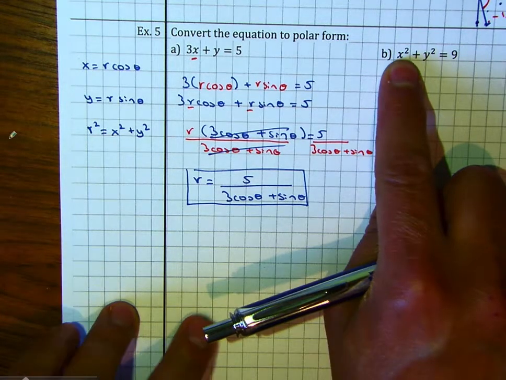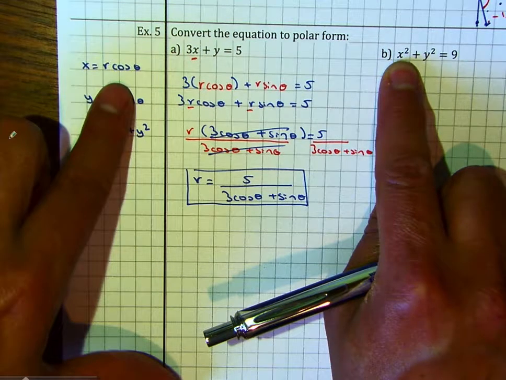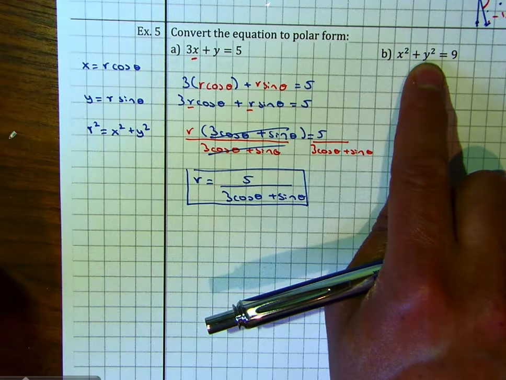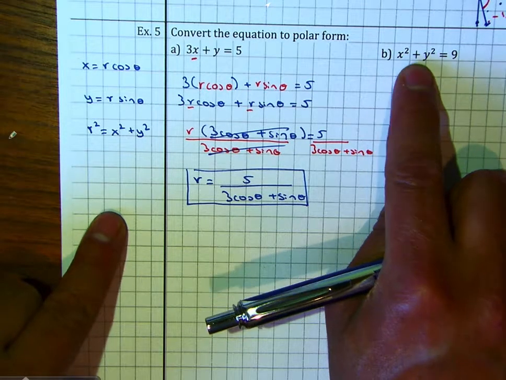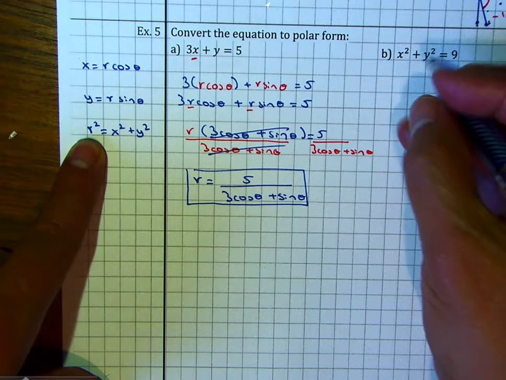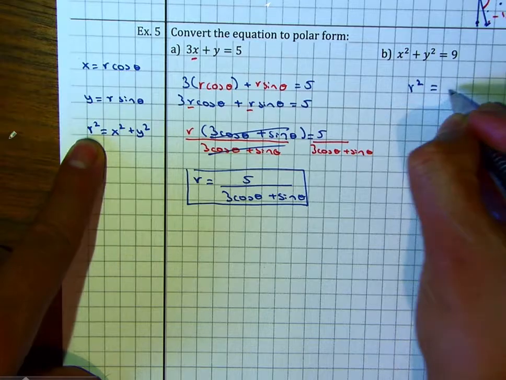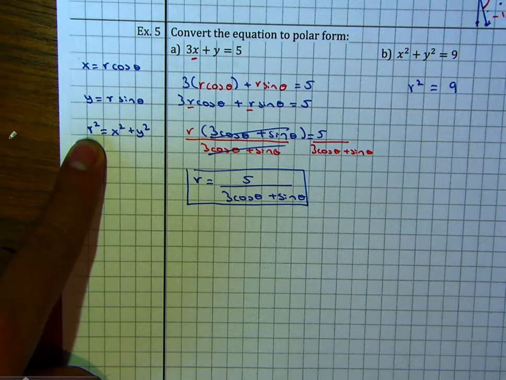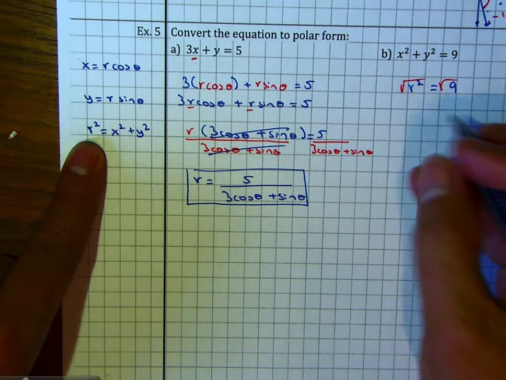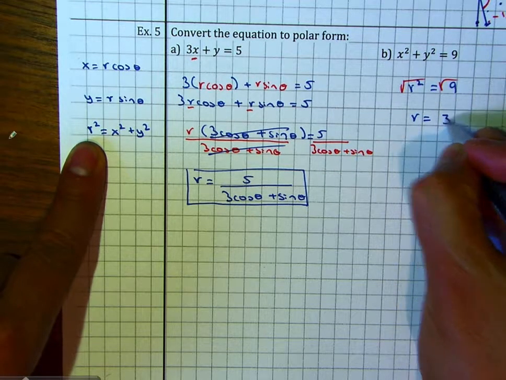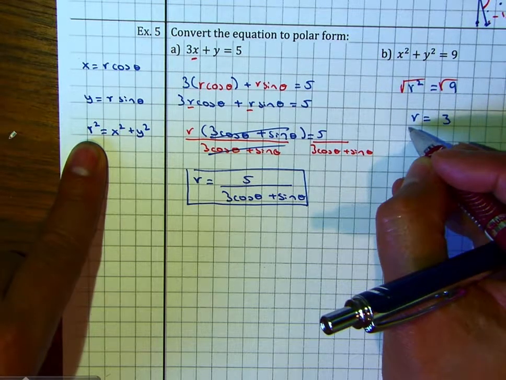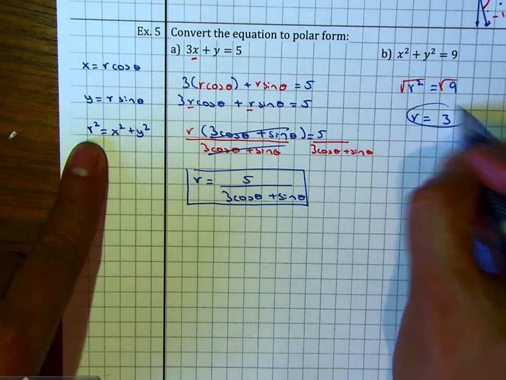I can replace r x with r cosine, and I can replace y with r sine, but we know that x squared plus y squared is equal to r squared. So I'm going to make a quick replacement, r squared equal to 9. I need to be able to leave the r by itself once again, so I'm going to take the square root on both sides. So r equals 3, and of course we do have the plus or minus, but because r is a distance, we're going to keep it as positive.